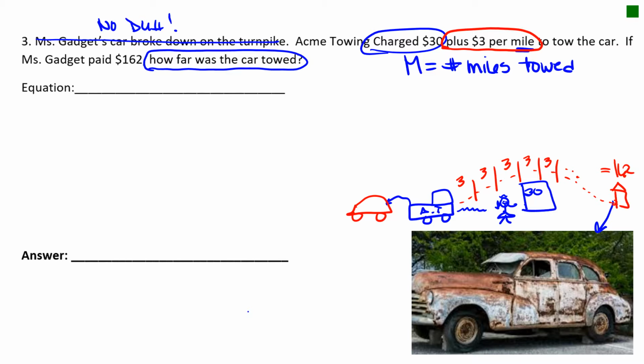Okay? So if you notice, Acme Towing charge, blah, blah, blah, to tow the car. That's just telling us what the charge is. If she paid, that's our is this time. That's our verb. She paid $162. So we're going to start off with, she was charged $30. That's what the cost is no matter what.